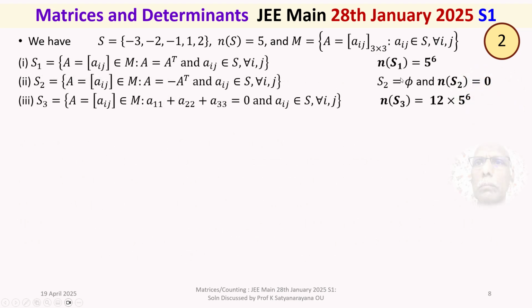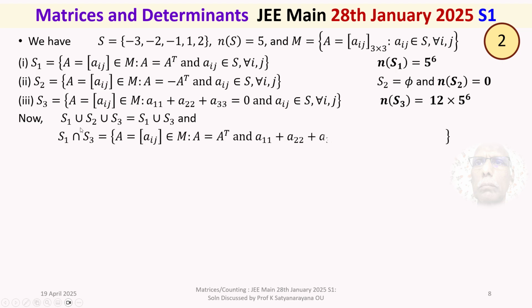Right. We have seen n of S1 is 5 to the power of 6, S2 is empty, n of S2 is 0, n of S3 is 12 into 5 to the power of 6. Now, S1 union S2 union S3 is equal to S1 union S3. Why? Because S2 is empty. So the problem reduces to n of S1 union S2 union S3 will be n of S1 union S3 only. What will be n of S1 union S3?